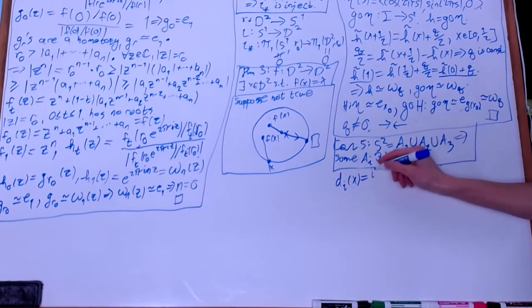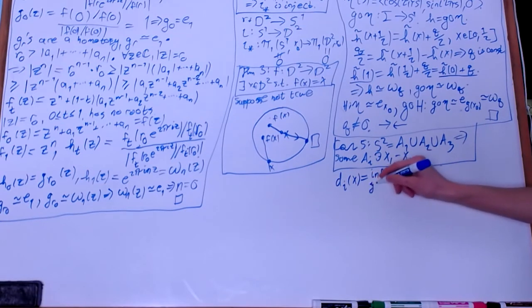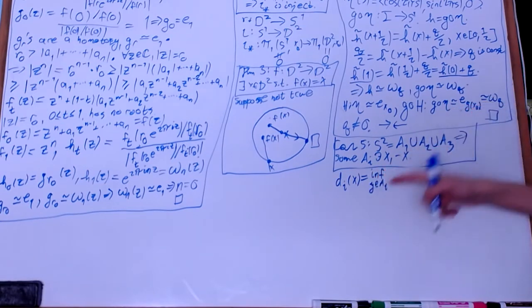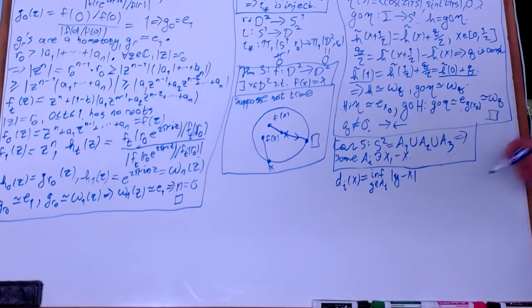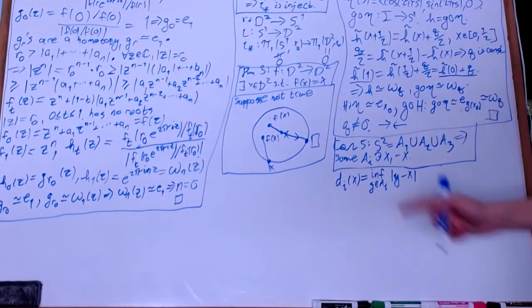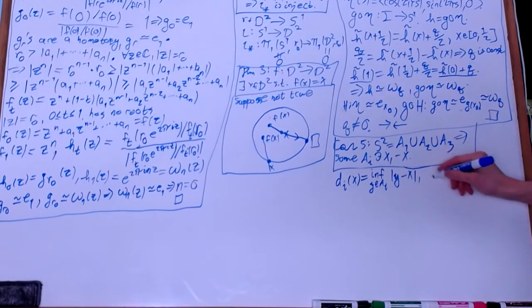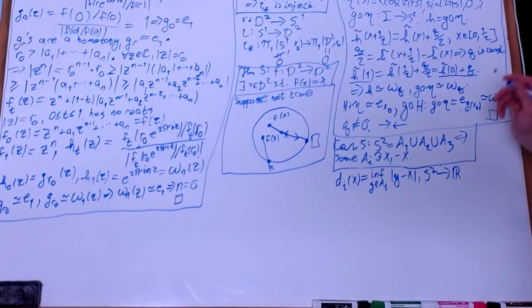So the way we will define this is the infimum for y, an element of Ai. So of all of the elements in Ai, we take the smallest such value of the distance between y and x. So this is the smallest distance of any of the elements from x. So if this is a and this is x, the distance is this one here, because that is the smallest distance between a and x. So these di's are obviously going to be continuous maps from S2 down to R.